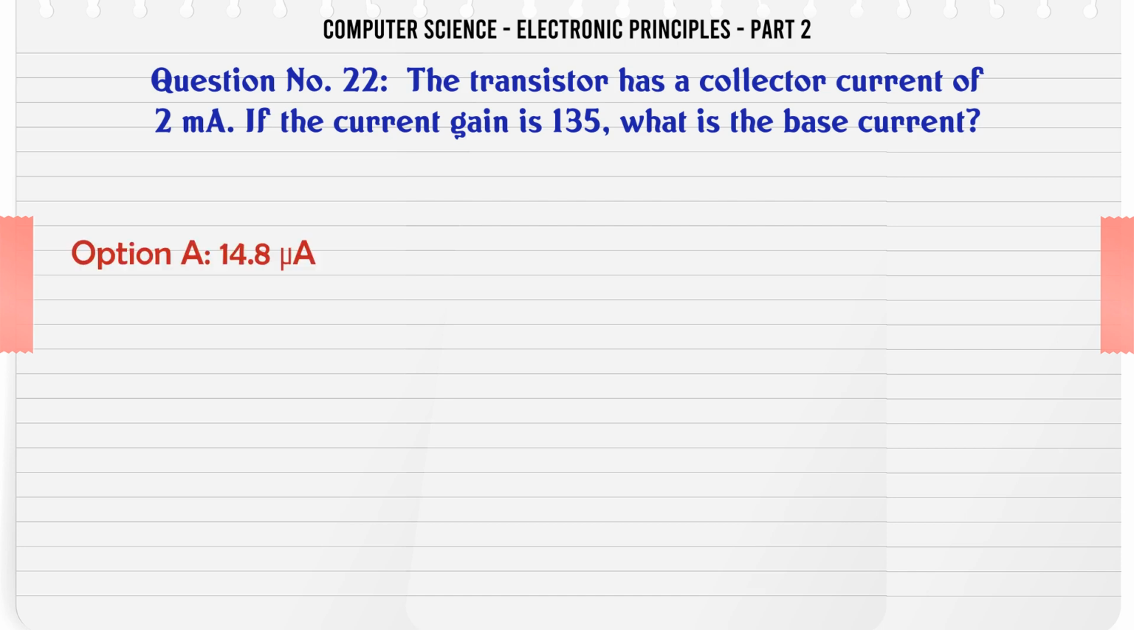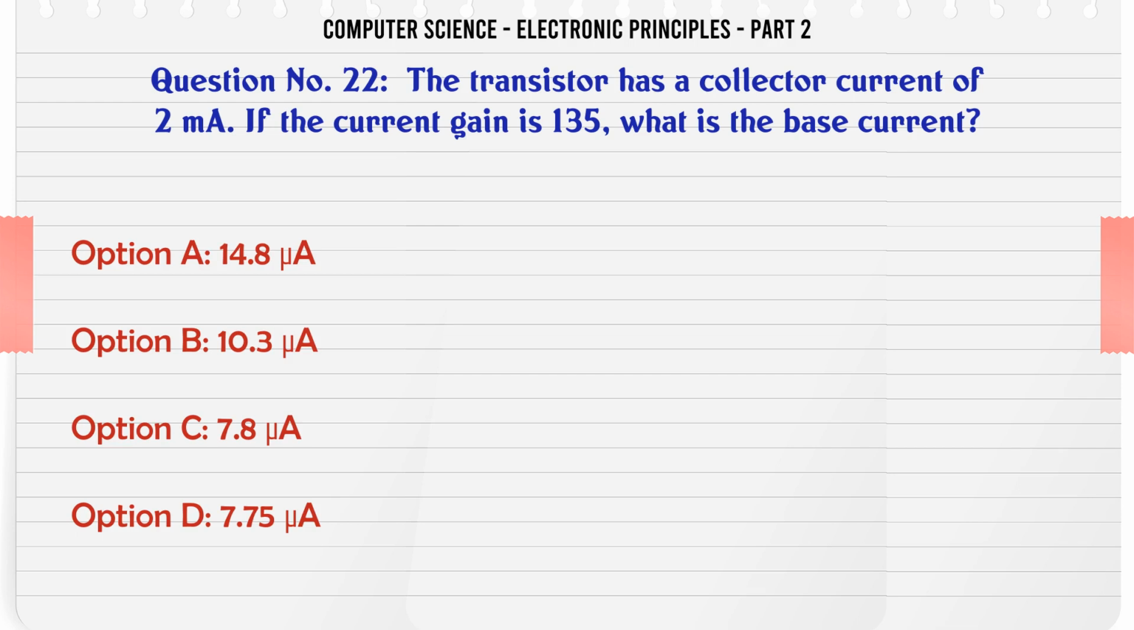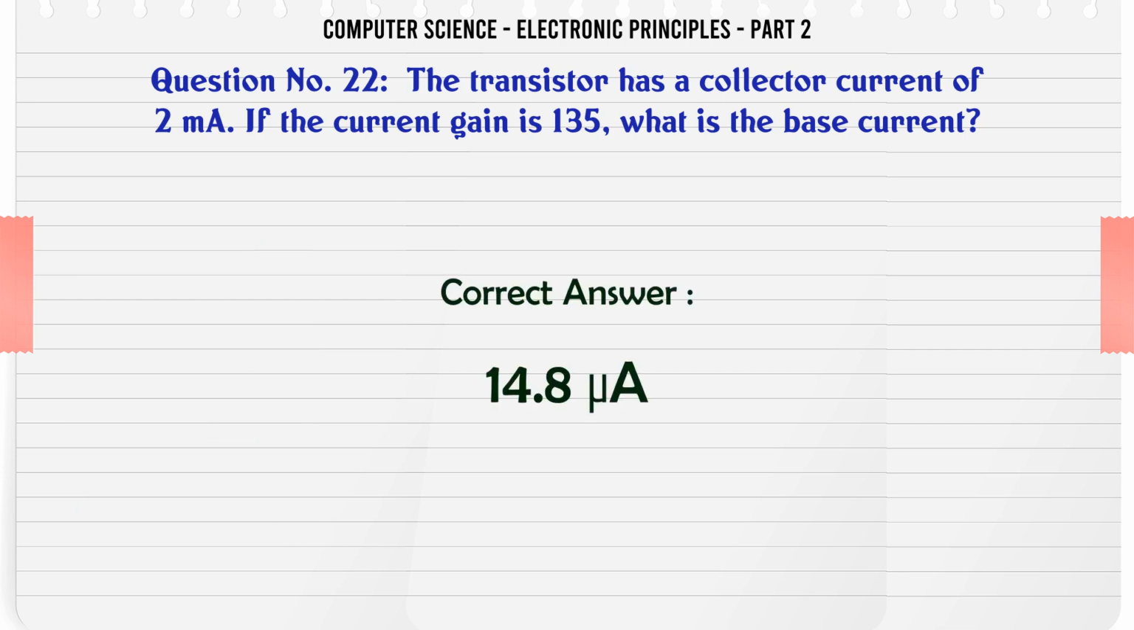The transistor has a collector current of 2 mA. If the current gain is 135, what is the base current? A. 14.8 µA, B. 10.3 µA, C. 7.8 µA, D. 7.75 µA. The correct answer is 14.8 µA.